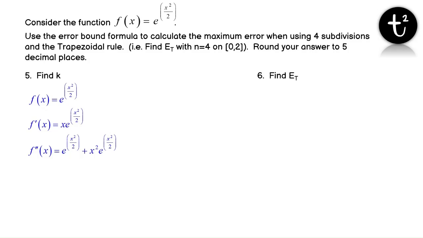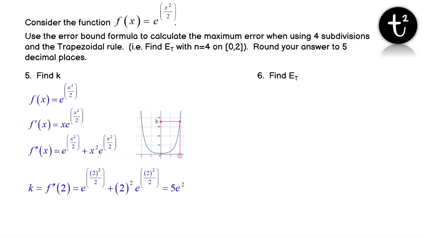I would like to know what the maximum absolute value is of this function on the interval from 0 to 2. And the easiest way to tell is just to graph it. So here is a graph of that second derivative. And we can see on the interval, and I'm going to highlight the interval from 0 to 2, the function reaches its absolute maximum value right there. So we see that that absolute maximum value is reached when x is equal to 2. And that y value, that is my k value. So k is equal to the second derivative evaluated at 2, which I get to be equal to 5e squared.